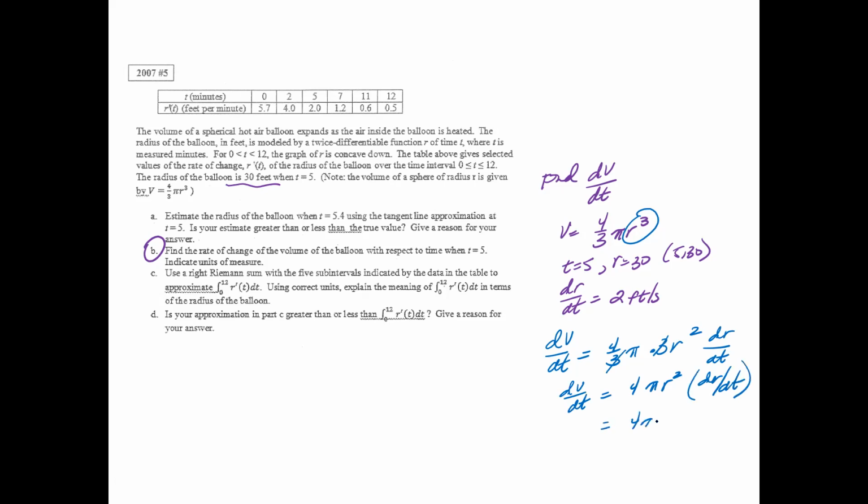Well, it's given to me that I have a radius, which is 30, squared. dr over dt is 2 feet per second. So then 30 times 30 is going to be 900, times 4 times 2, is going to give me 7,200 pi feet cubed per minute. And that is your answer for B.